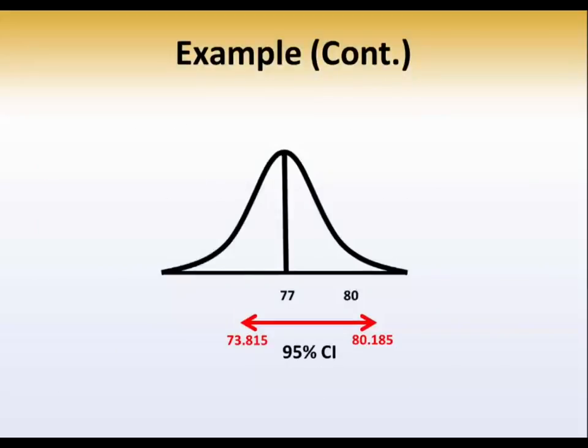The mean for our sample was 77. The mean of the population is 80. Note the 95% confidence interval ranges from 73.815 to 80.185, and the value of 80 lies within that confidence interval. So we have to assume that our 77 is a likely observation when the true mean is 80.